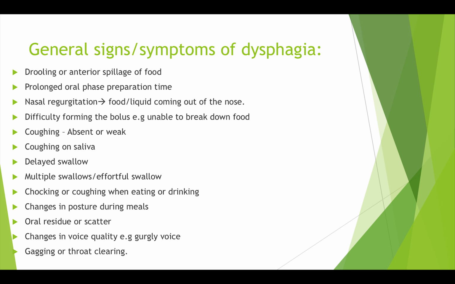Coughing may be absent or weak. Coughing on saliva. Delayed swallow. Multiple swallows or effortful swallows. Choking or coughing when eating or drinking. Changes in posture during meals. Oral residue or scatter: this occurs when there's food remaining in the mouth post-swallow or post-mealtime. Changes in voice quality, for example, a gurgly or wet voice, and gagging or throat clearing.